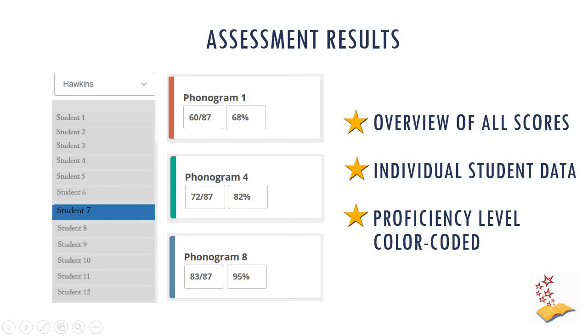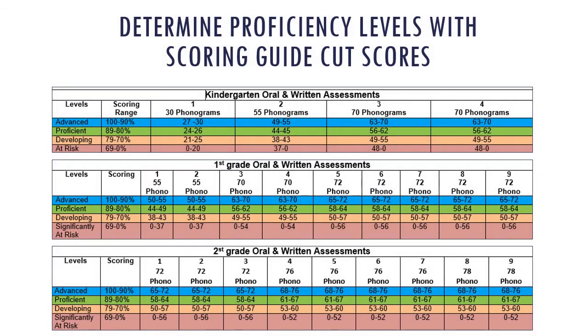Assessment results can also be viewed by student. This selection gives you an overview of all the individual students' scores. Those scores are also color-coded by proficiency level, so the teacher or administrator automatically knows how the student is doing. The proficiency levels are determined by Spalding's cut scores.